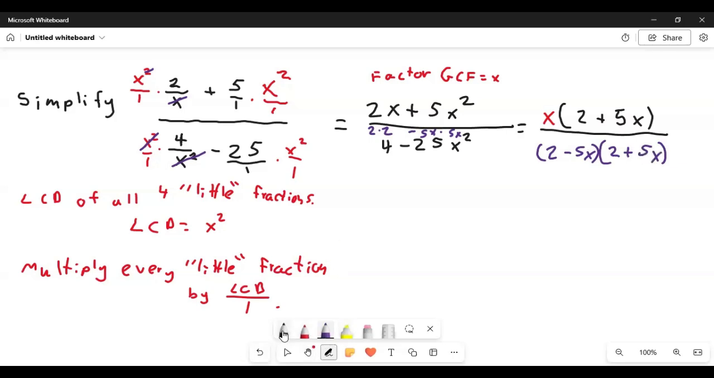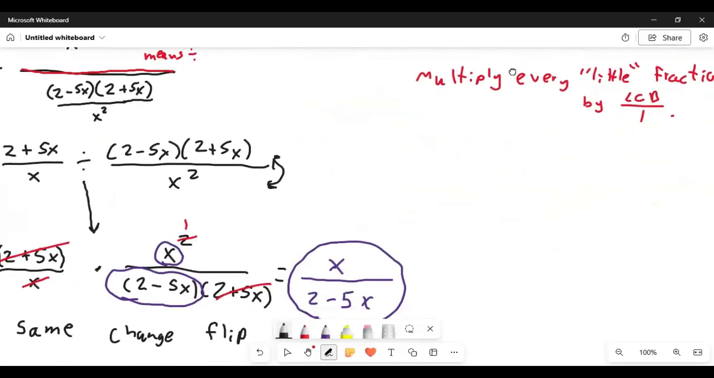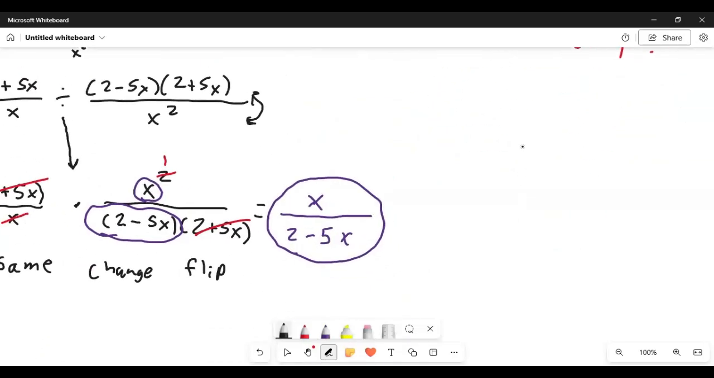What cancels? Well, the 2 plus 5x's cancel, leaving you with your answer of x over 2 minus 5x. Notice that this was the same answer we had for the first method.